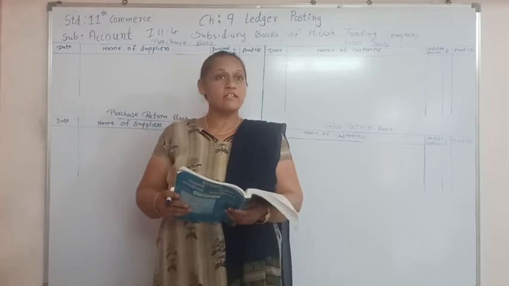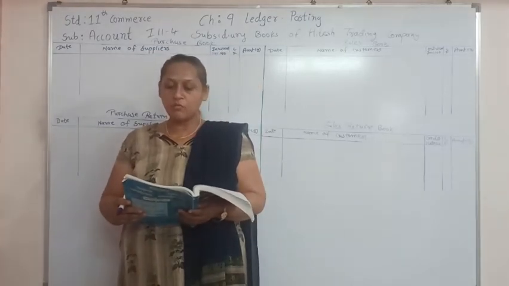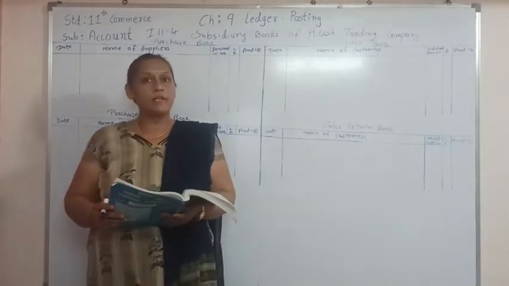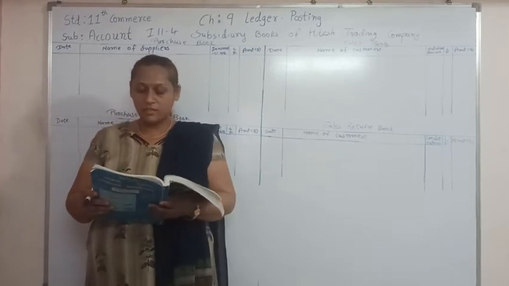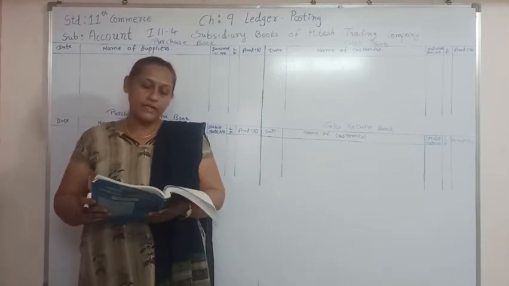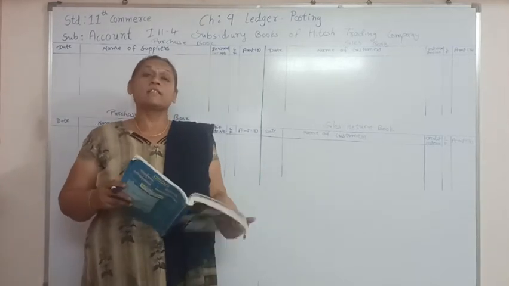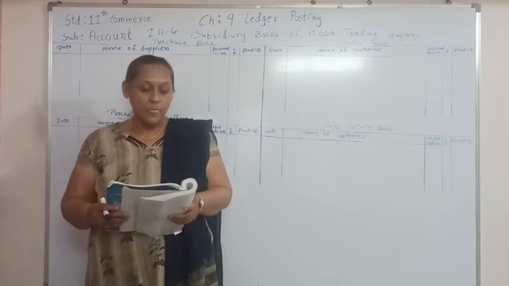Let's see illustration number 4. From the following transactions, prepare subsidiary books of Hitesh Trading Company and post them in the appropriate accounts. So here they are asking us to first prepare the subsidiary books, and from that make the posting. So let's start with transaction number 1.